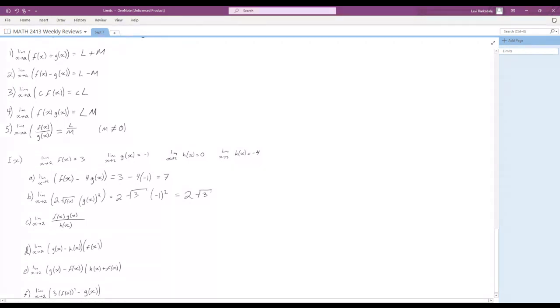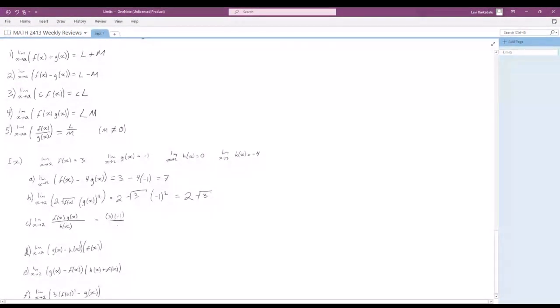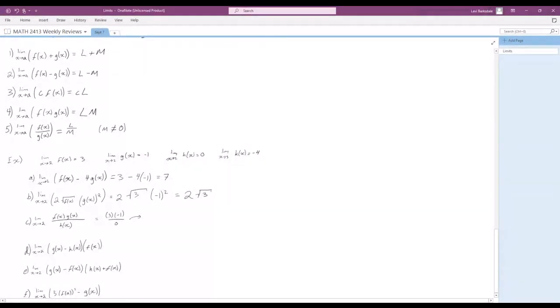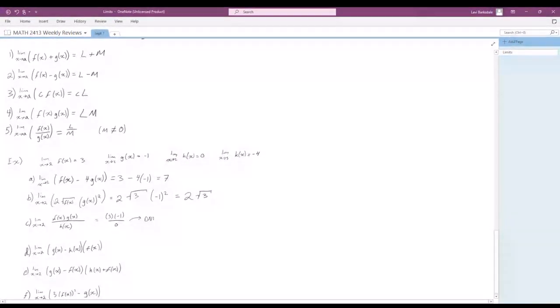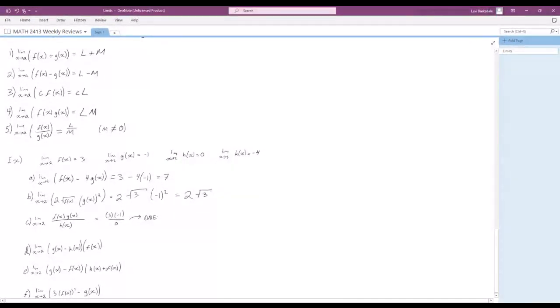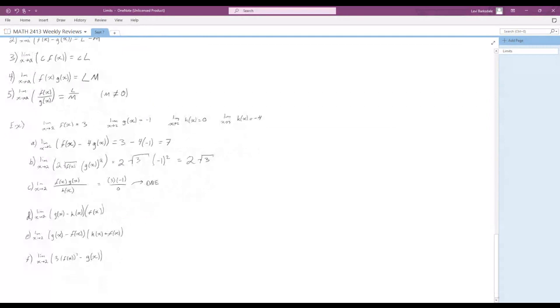Okay, the next one I think is 0. Why do you think it's 0? f of x is 3 times -1, so -3. h of x is 0, so you can't divide by 0, so it's just 0. Well, if we can't divide by 0, this does not exist. We could also say it's undefined.